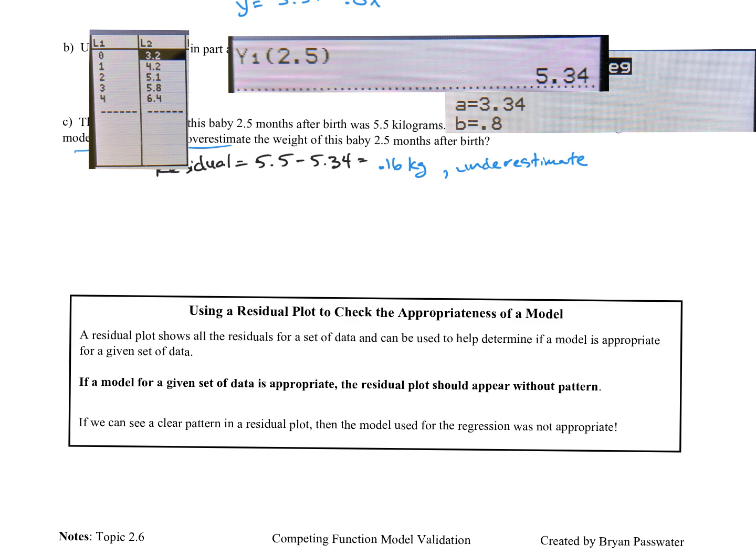Using a residual plot to check the appropriateness of a model. A residual plot shows all the residuals for a set of data and can be used to determine if a model is appropriate for a given set of data. If a model for a given set of data is appropriate, a residual plot should appear without a pattern. If we can see a clear pattern in a residual plot, then the model used for the regression was not appropriate. All right, I want you to star, I want you to circle, I want you to do something to that bolded middle line.